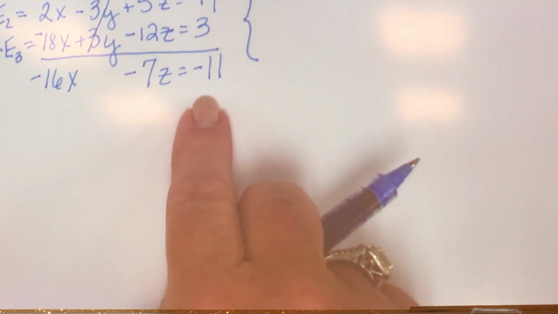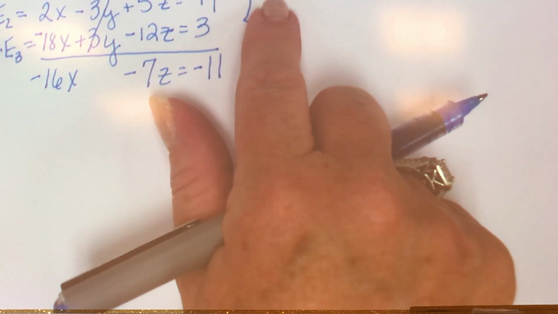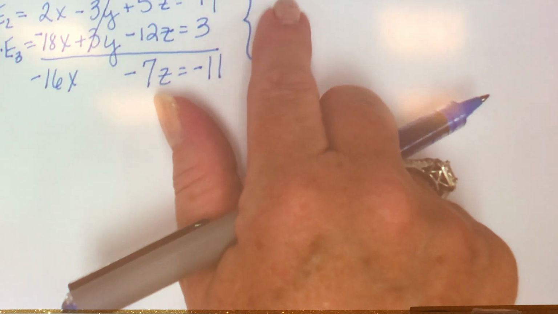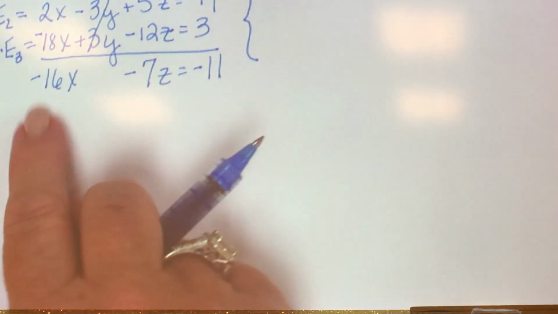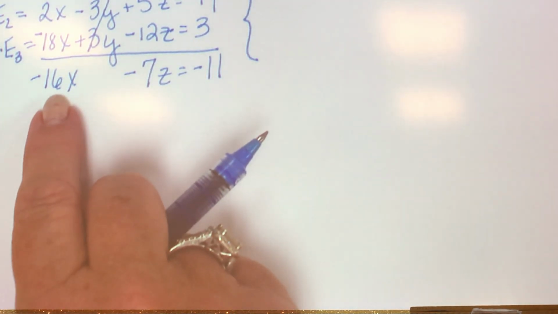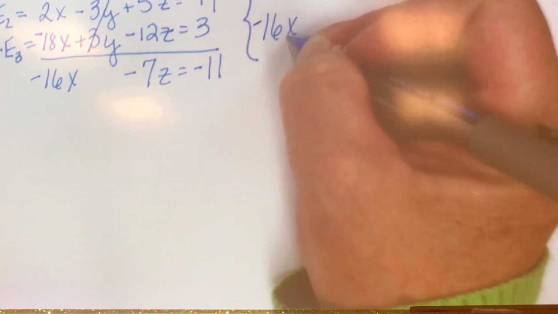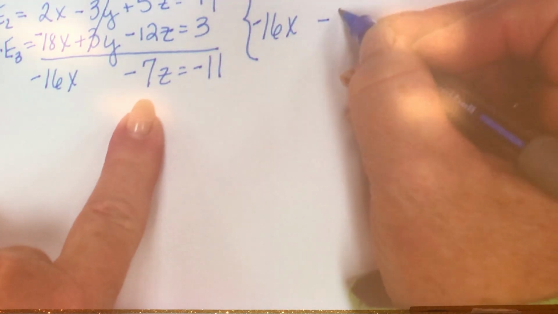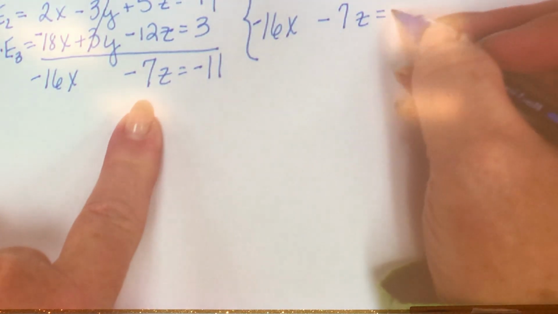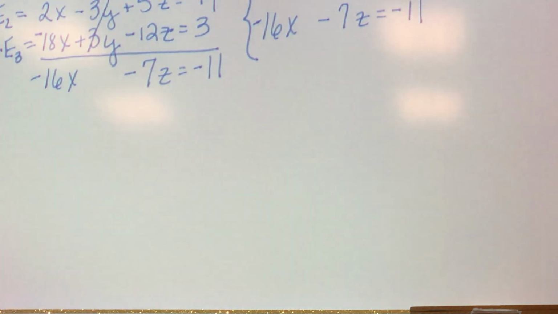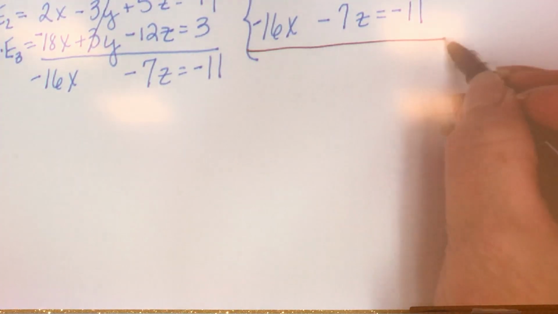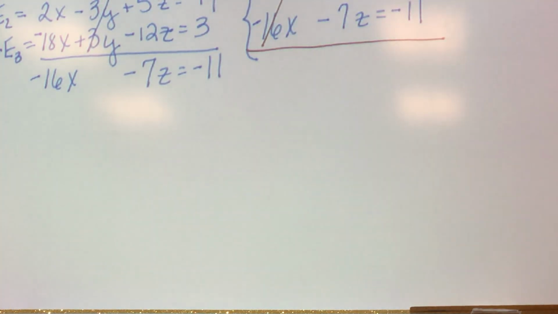Because then they cancel out. There wasn't just any Joe Schmo who made this thing up. Look, this is a positive 16x, this is a negative 16x. Life is good. We don't even have to do anything. I'm going to write it down: negative 16x minus 7z equals negative 11. Add those up. X's are gone.